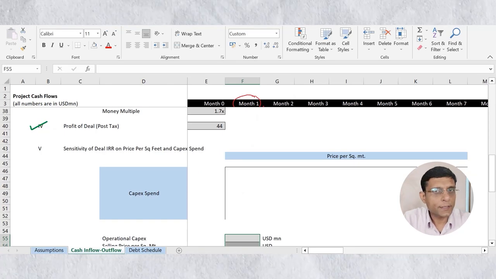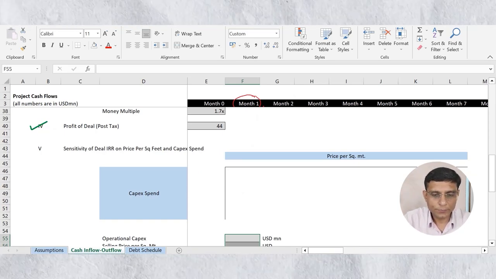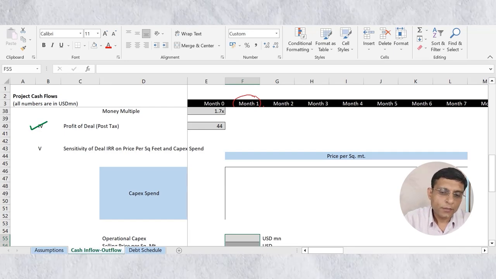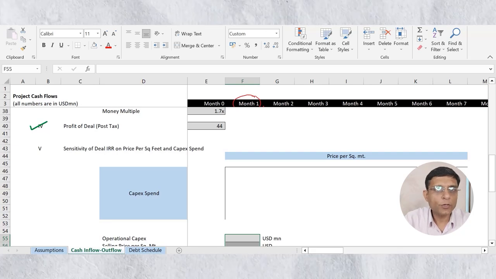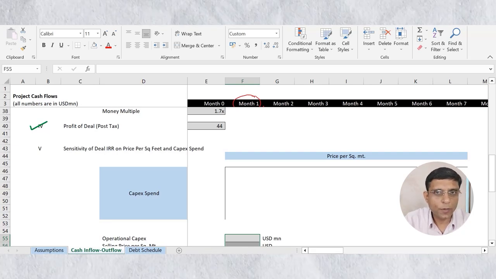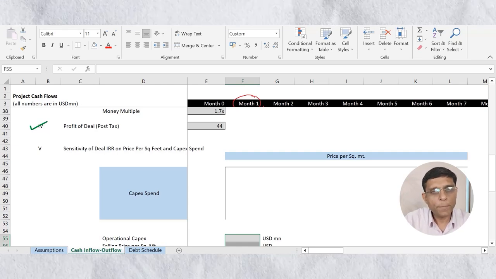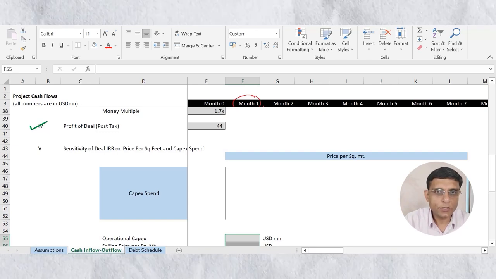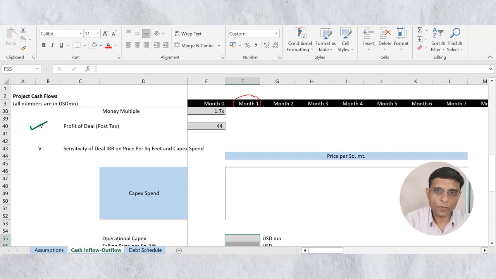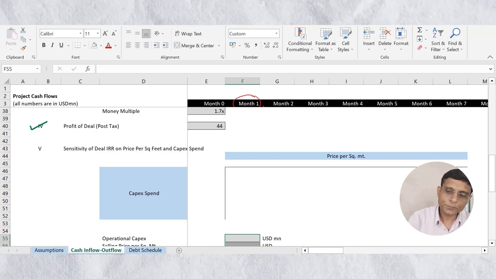To run this analysis, we will use the data table function in Excel. See, the advantage of data table is I need not change any of my original assumptions. I need not change my model. I can see the impact on the final outcome by just running this sensitivity analysis on the basis of the factors mentioned. Okay, so let's see how we do this.